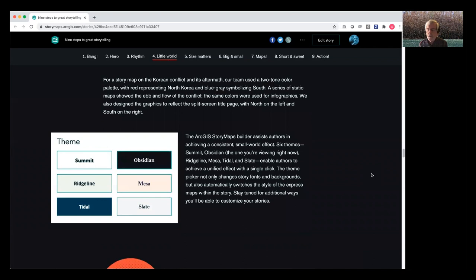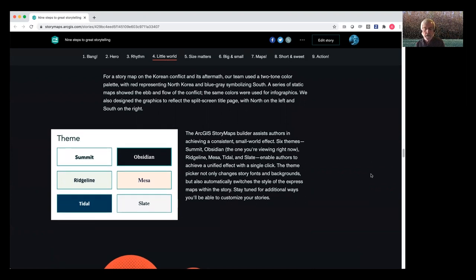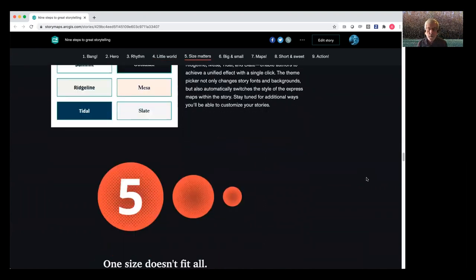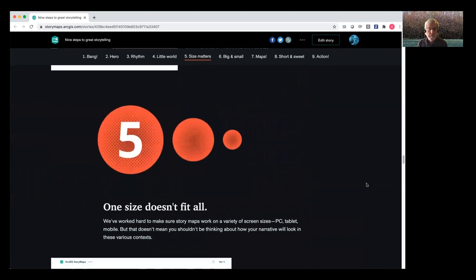You can, of course, use the ArcGIS Story Maps builder function and Theme Builder to create a really unified look. So we've got, of course, these preset themes that with a single click, you can change the look and feel of your story. But with the Theme Builder, you can also get much more particular about choosing color palettes and choosing among hundreds and hundreds of different fonts to create just the kind of little world that suits your story.